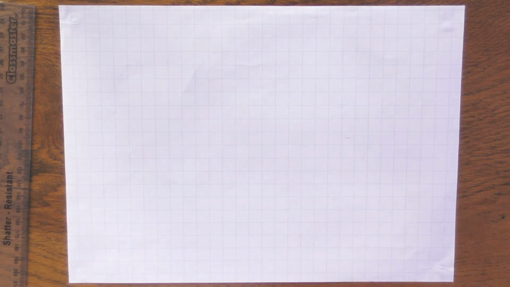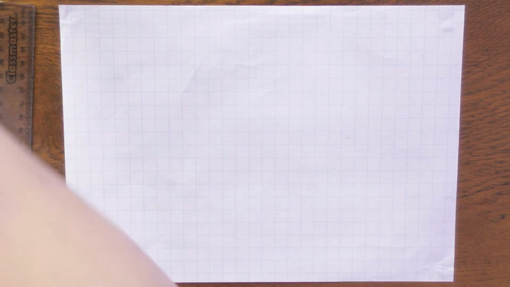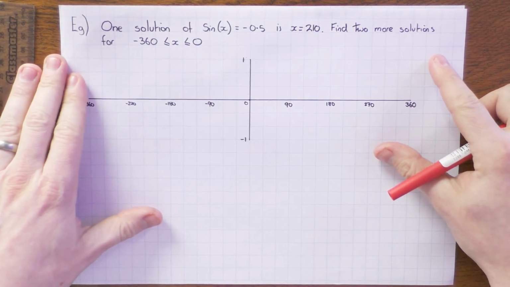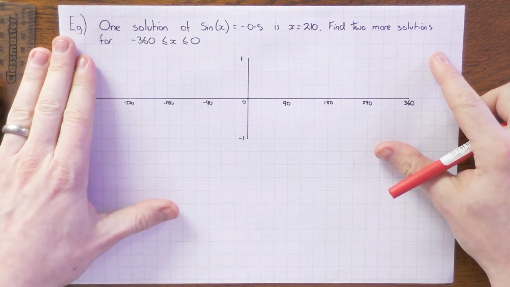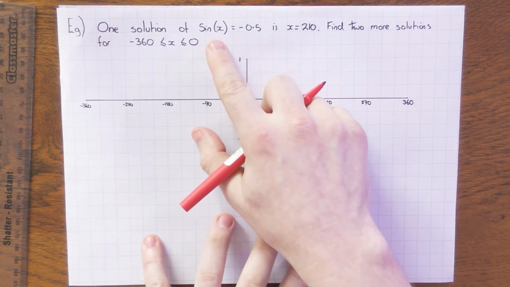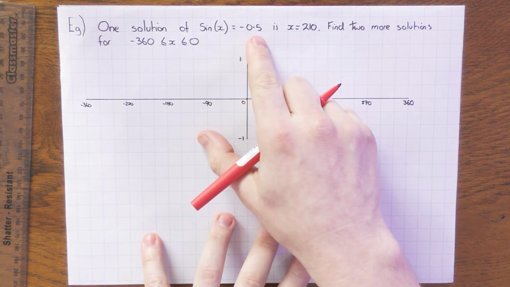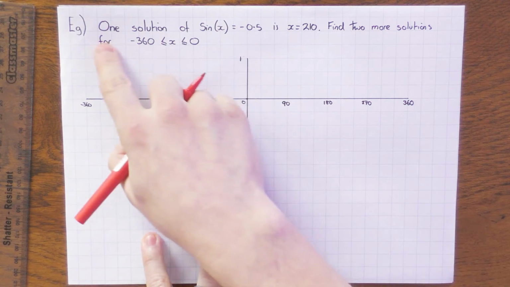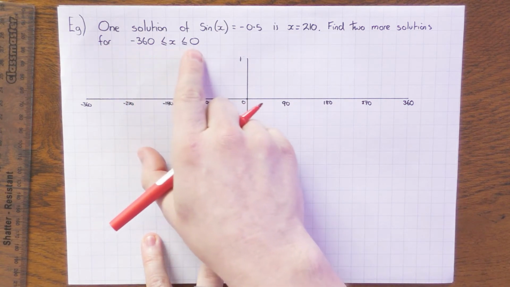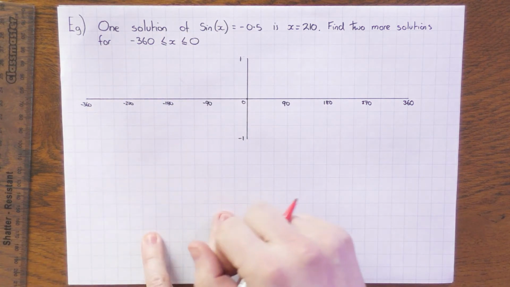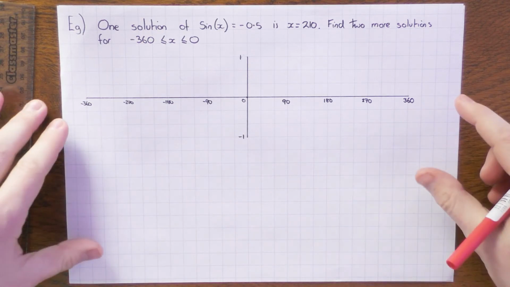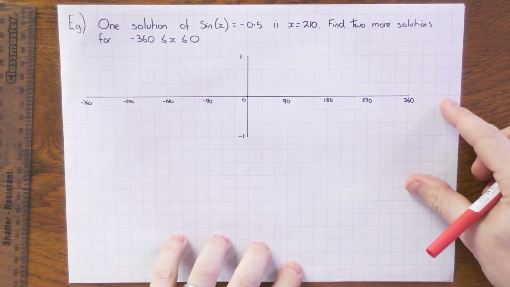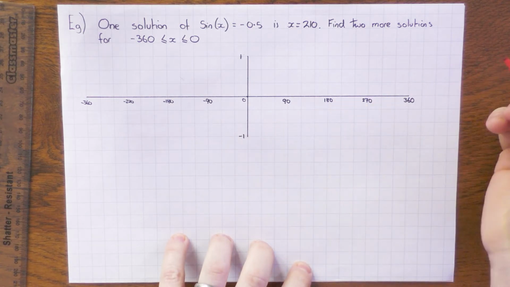Right, last one. Here we go. So one solution of sine x equals minus 0.5 this time is x is 210. Find two more solutions in the range between minus 360 and 0. So this is where the negative comes in. So if you're given a graph and you have to draw it, again, just draw yourself a quick sketch.